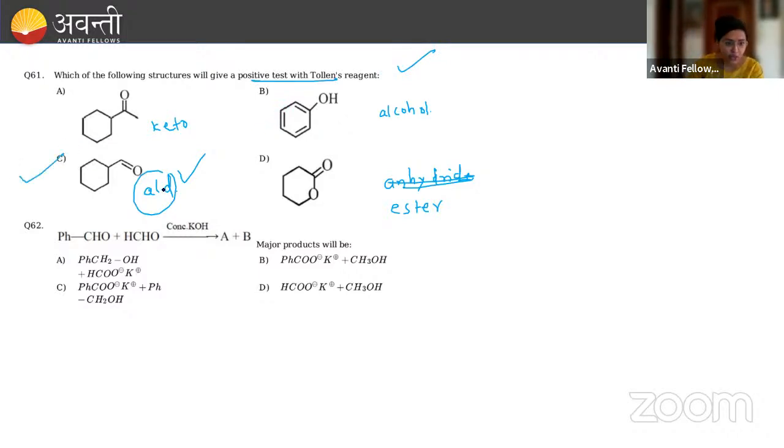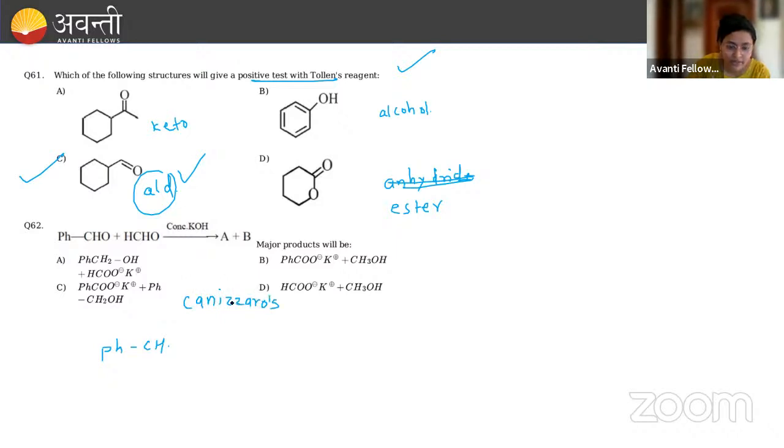Next, 62. Concentrated KOH के साथ reaction होगा. So what are you going to get? When the reaction takes place with PhCHO, which type of reaction is this? Cannizzaro.